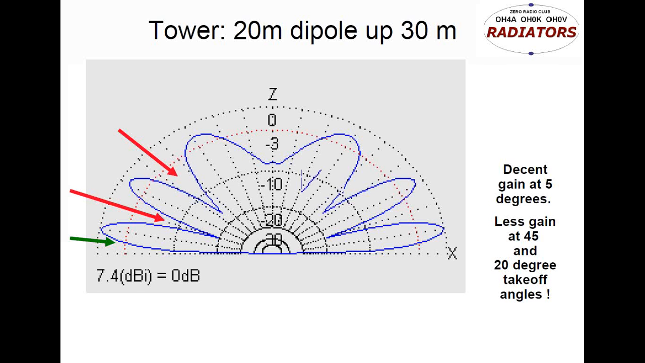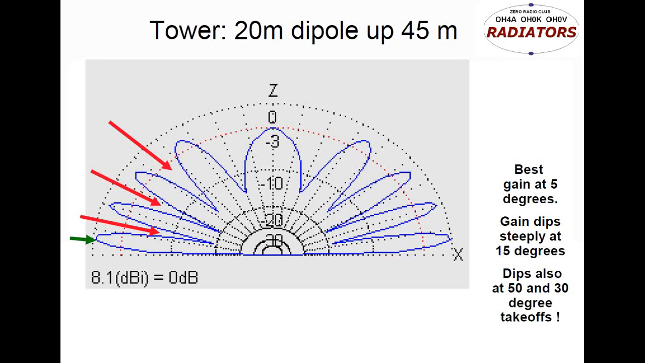And then if we go still higher, to 45 meters with our 20-meter horizontal antenna, the gain at low angles is going to be even higher, but we are going to have these problem areas, many of them. And this happens with all horizontal antennas.